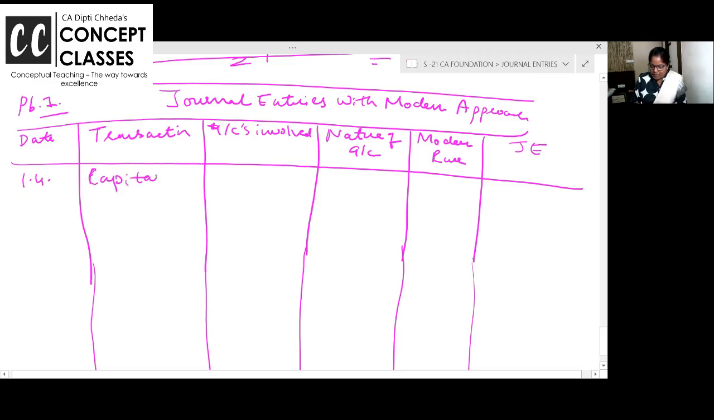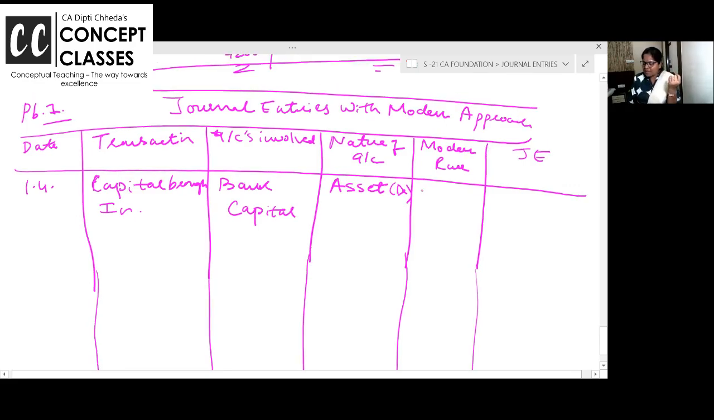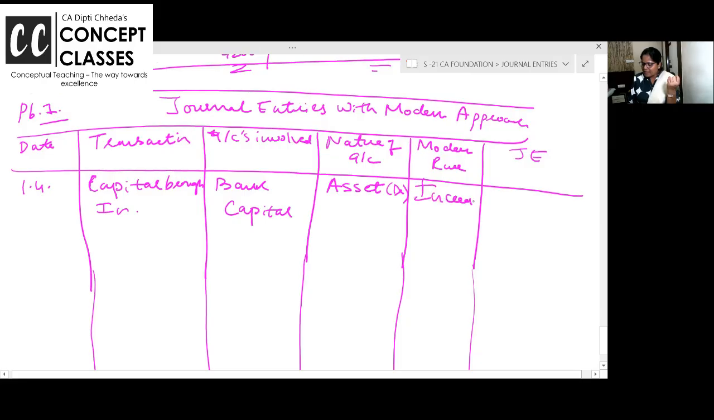Capital brought in. That's the transaction. What are the accounts involved? Bank and capital. What is the nature of the bank account? It is an asset, or you can say it's debit. What is the nature of bank balance? Yes, it could be overdraft, but right now bank balance is an asset. It's debit. Bank balance is increasing, so the asset is increasing. It's already debit, more increase. So what will you do? Bank account debit.